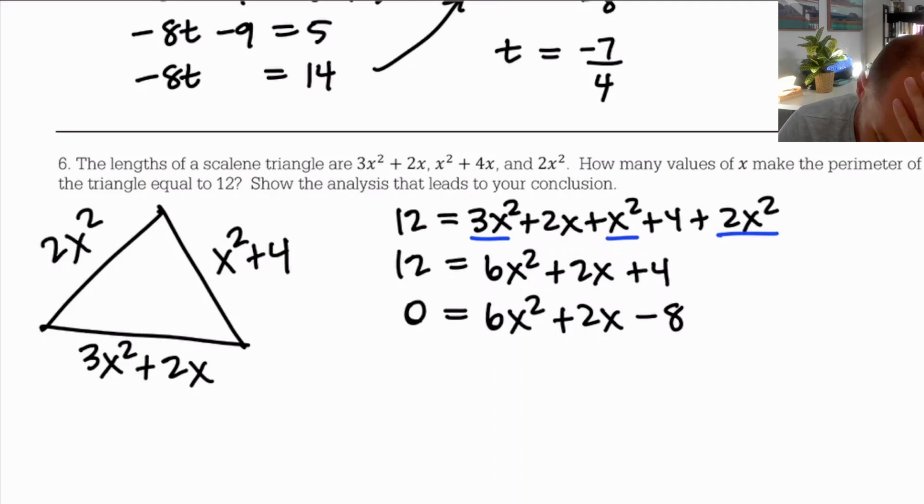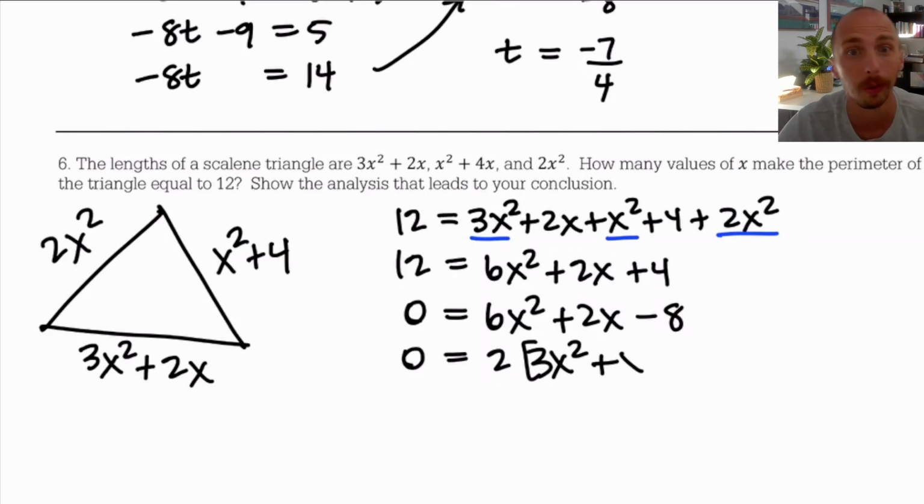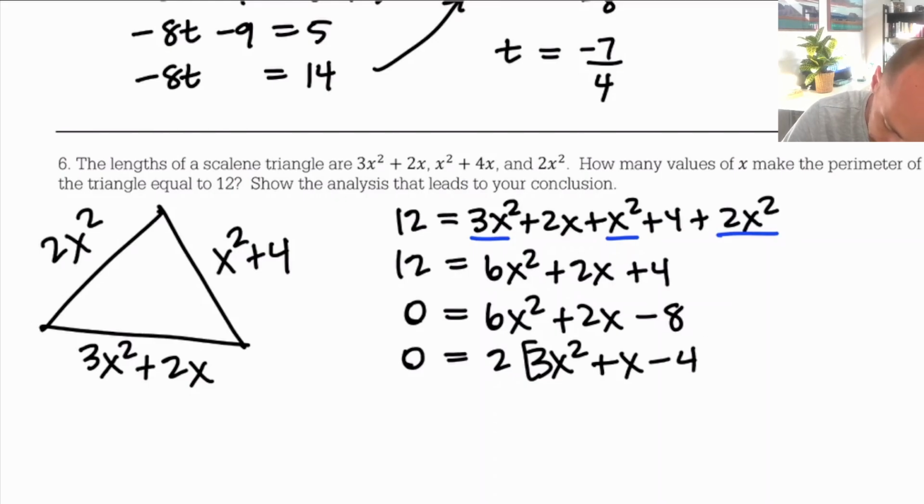And unfortunately, although there is a greatest common factor of 2, I'm still going to have a leading coefficient. That's kind of unfortunate. But I'll tell you, way better to factor that out first and deal with the simplified version. I think I'm just going to ask you to trust me on that. So 3x squared. I wish I could have factored out the 6, but then I wouldn't have been able to factor it any further. 2 times 3x squared plus x minus 4.